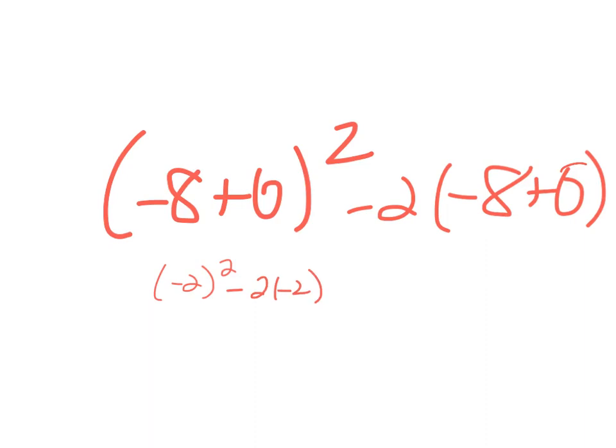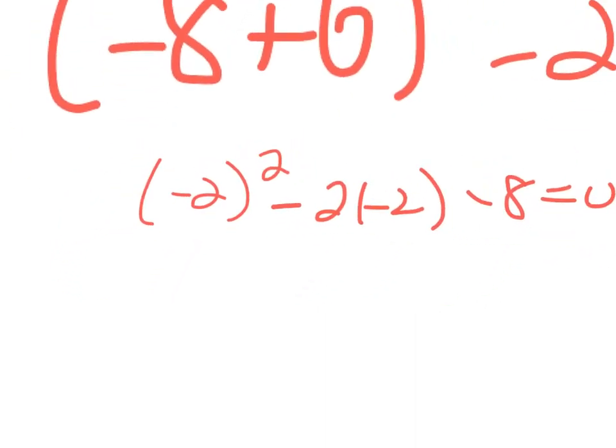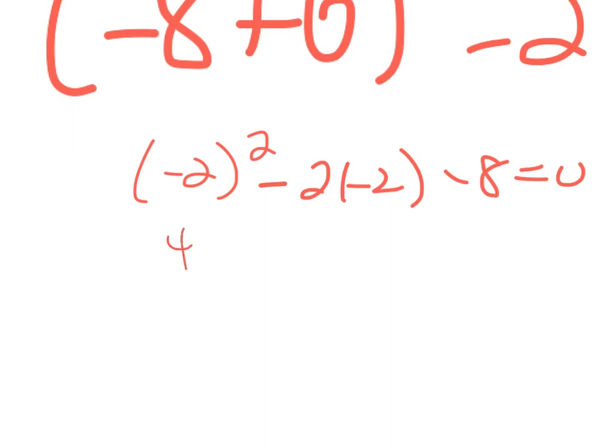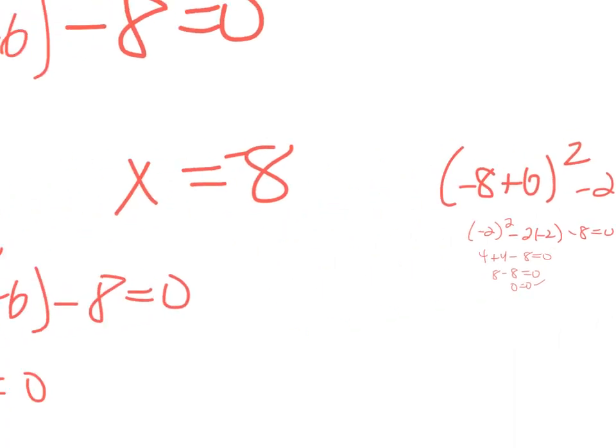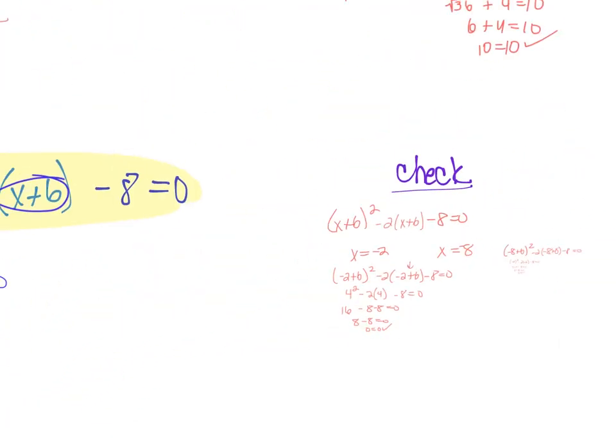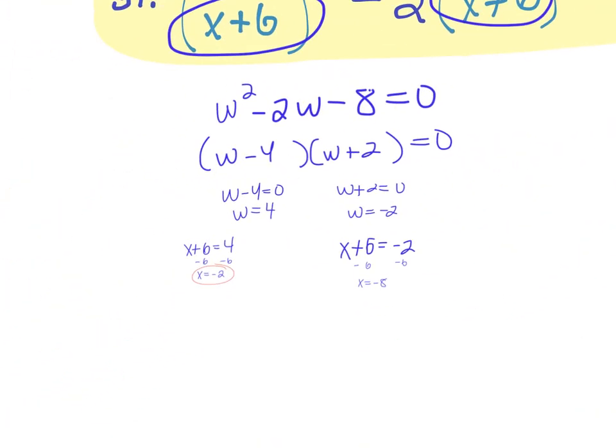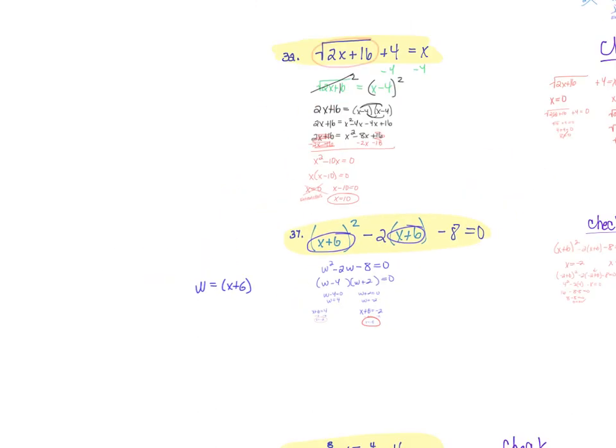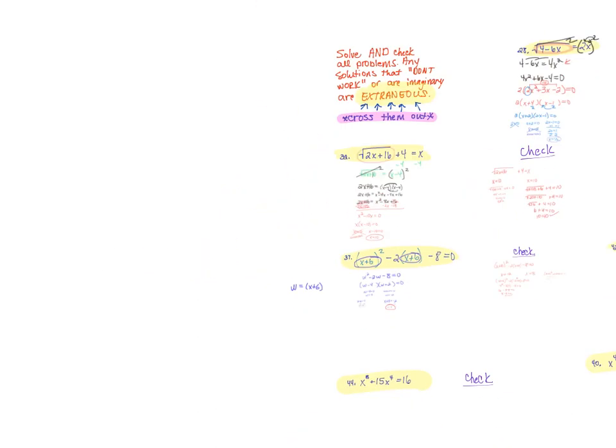Minus 8 equals 0. All right, negative 2 squared is 4. Good. Negative 2 times negative 2 is 4. Plus 4 minus 8 equals 0. What's 4 plus 4? 8. 8 minus 8 is? 0. What do you notice here? Look, guys, they both work. Good job. How do we feel? Great. Okay, good. I like it.